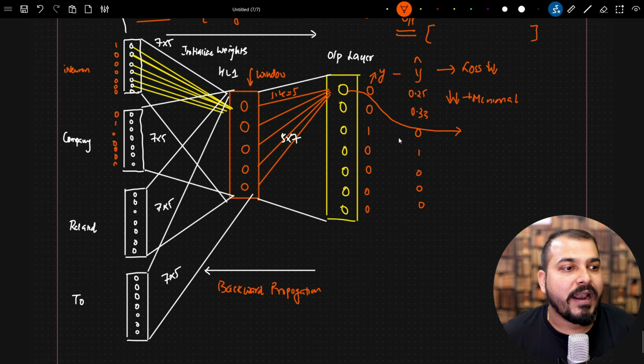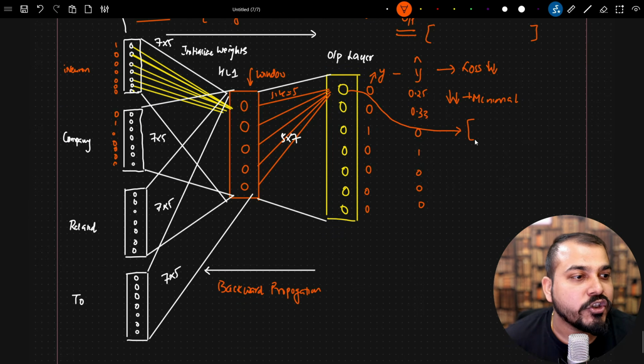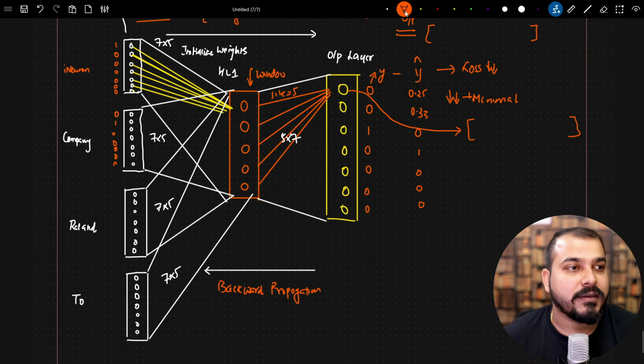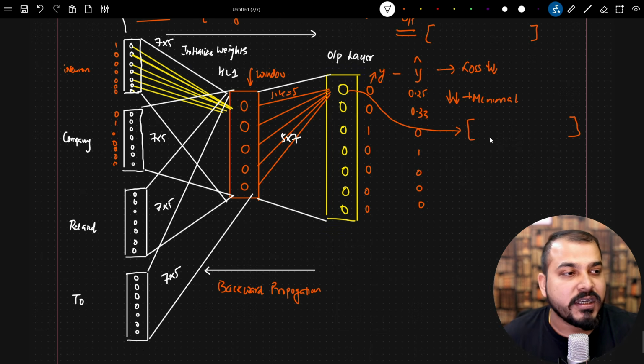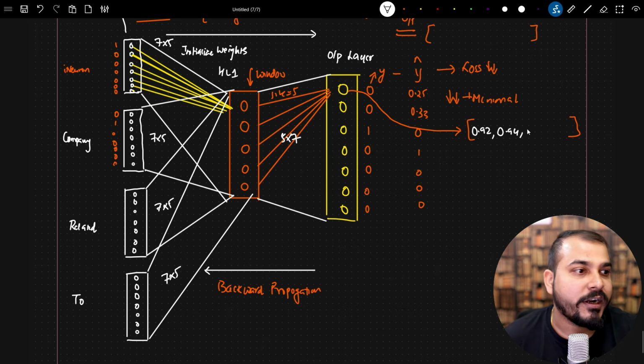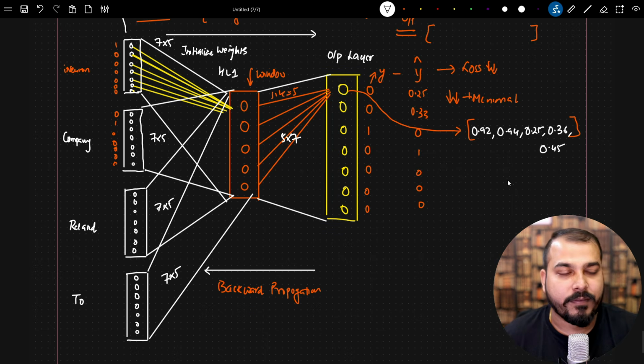So iNeuron will have an output dimension of 5, because I'm getting these 5 values joined to this. These 5 values can be like 0.92, 0.94, and based on the training, 0.25, 0.36, and 0.45. And this is based on some feature representation. I hope you are able to understand, and this is how iNeuron will be represented.